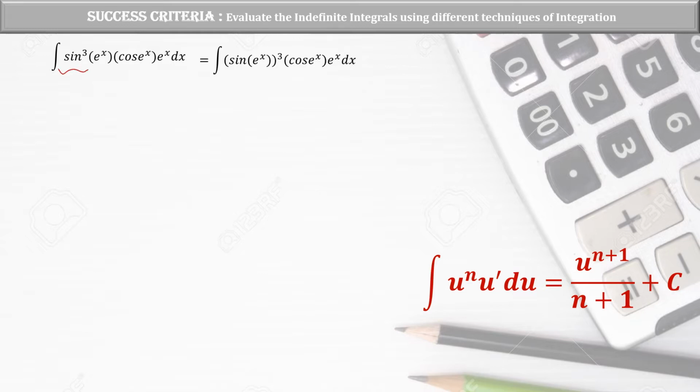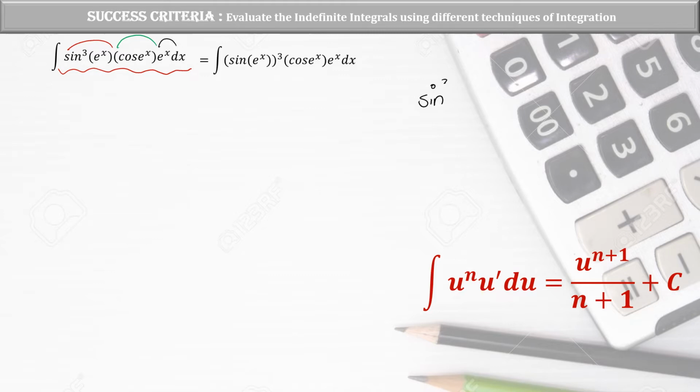Now, if we look here very closely, we can see that there are three functions given to us. One, sine cube e to the power x. The other one is cosine e to the power x. And the third one is e to the power x. Now, in such a situation, when many functions are given to us, always pick the most complex function. So the most complex function for me is sine cube e to the power x.